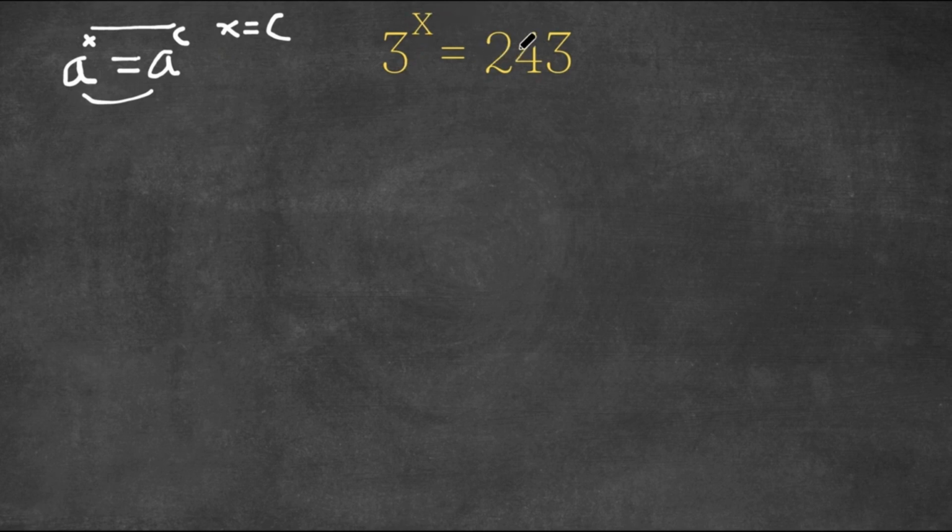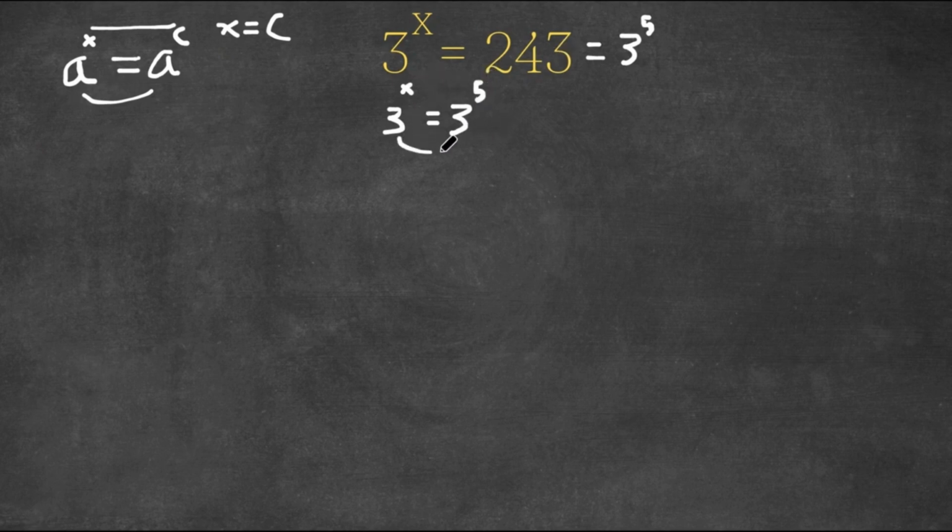So we have 3 to the power of x equals 243. So how would we convert one of these numbers to make the other one the same as this one? Well, let's do 243. 243 is equal to 3 to the power of what? 3 to the power of 5. 243 is equal to 3 to the power of 5. So what we're going to do is we're going to write 3 to the power of x equals 3 to the power of 5, because 243 is 3 to the power of 5.